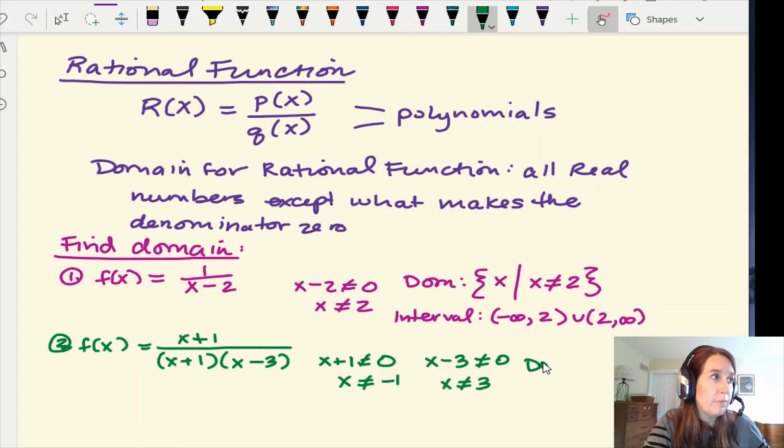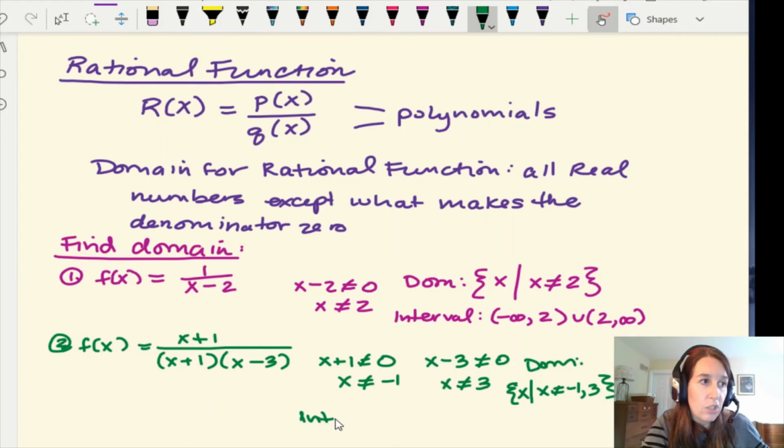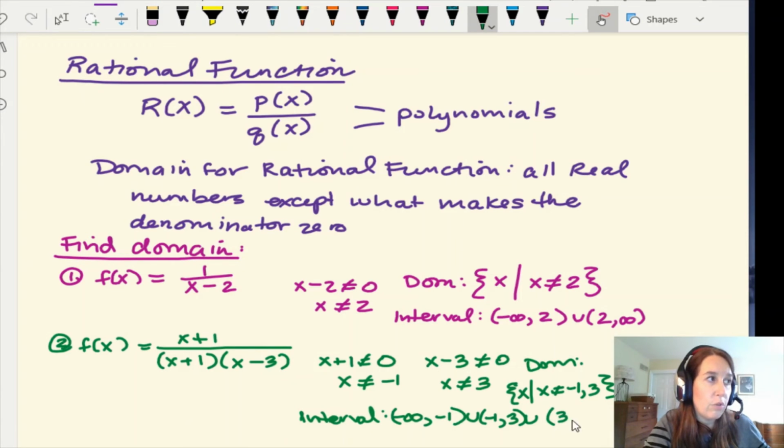So our domain, we're going to have x such that x cannot equal negative 1, comma 3, in brackets. They use those fancy brackets. And then in interval notation, we would just need to take out the negative 1 and the 3. So we would start at negative infinity, go to negative 1, parenthesis, union with negative 1 to 3, parenthesis, union with 3 to infinity. That means it's all the numbers except negative 1 and 3. Let's do one more example.